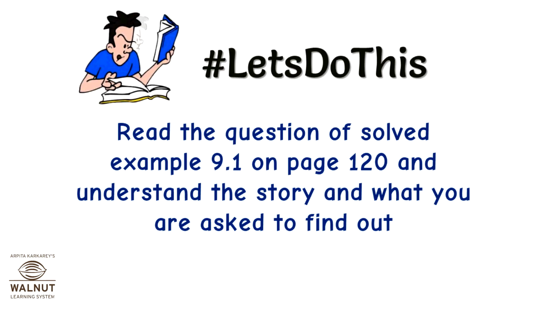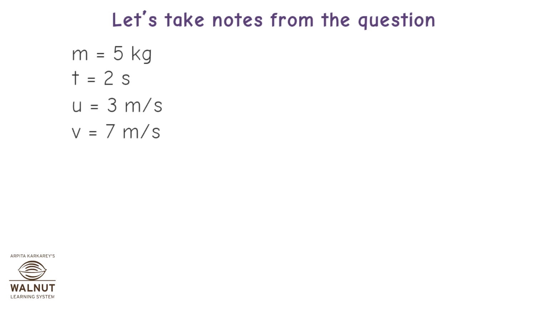Let's do this. Read the question of solved example 9.1 on page 120 and understand the story and what you are asked to find out. Let's take notes from the question. M is equal to 5 kg, T is equal to 2 seconds, U is equal to 3 meters per second, V is equal to 7 meters per second. We have to find out the force.